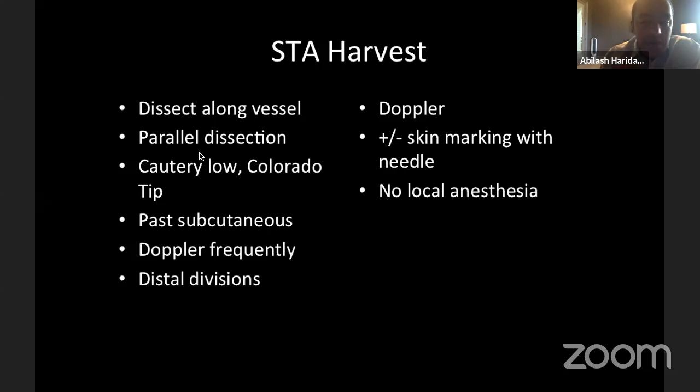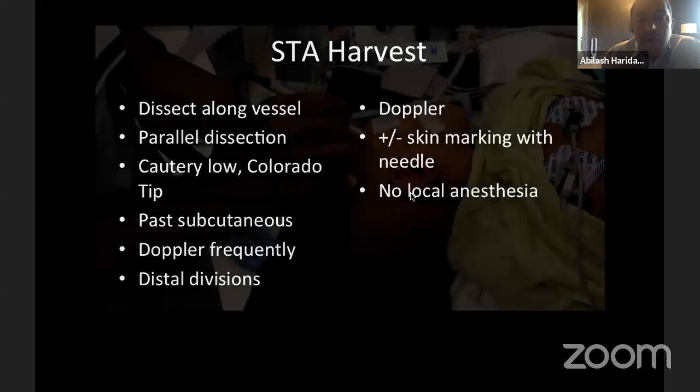Use the Doppler frequently. If you're beginning to do this, use your Doppler. Don't be shy. If you hear it, then you can see it, and then you proceed forward. I usually start distally in the head and then go proximal. You can start in the middle too, but I like to go distal and work my way proximal. You can use skin markings. You can mark directly over the skin, and you should not use any injection or local anesthesia, because you can obviously injure the superficial temporal artery, which is your friend in this case, and not your foe.